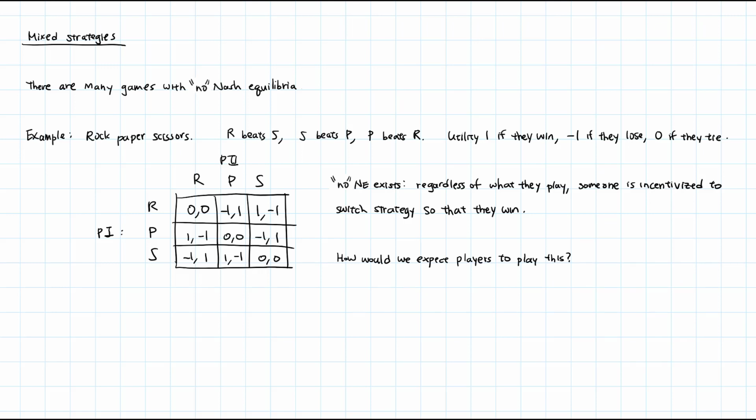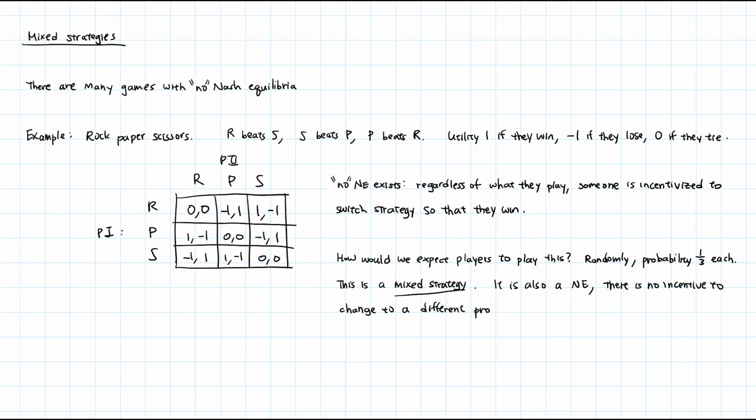So how would we expect players to play this game? What is the best strategy for rock, paper, scissors? And the answer is you play randomly. You pick a strategy with probability 1/3. And this is called a mixed strategy. This means that you are playing your strategies over some probability distribution. In this case, if both players play each of their strategies with probability 1/3, this is also a Nash equilibrium, meaning there is no incentive for any player to change to a different probability distribution. And you can think about why that is.